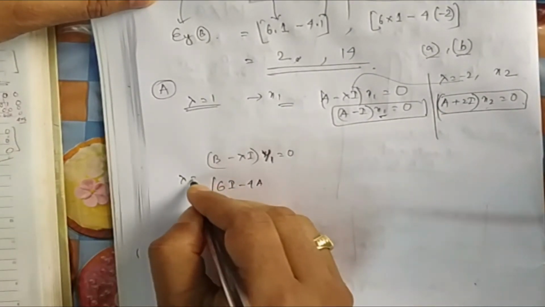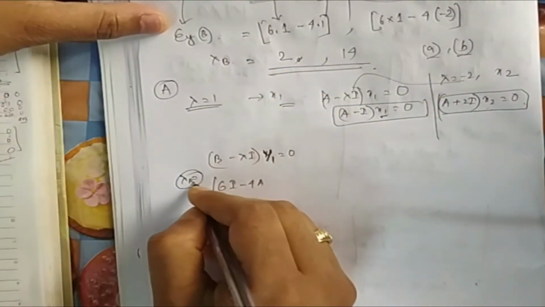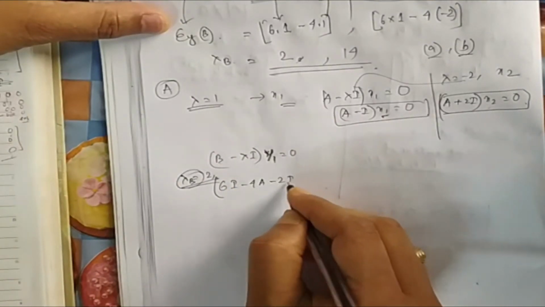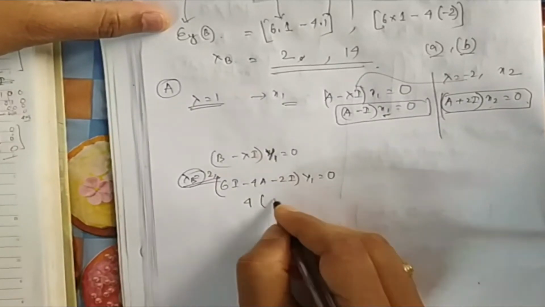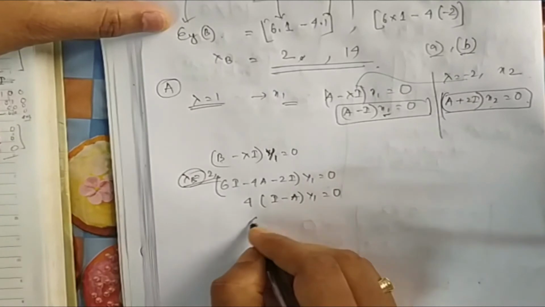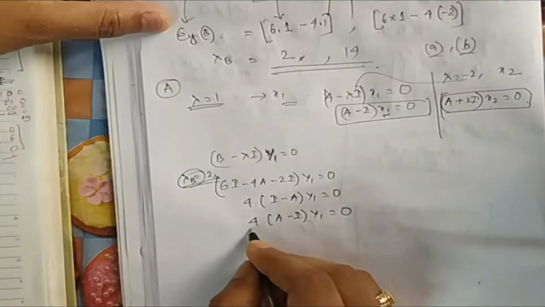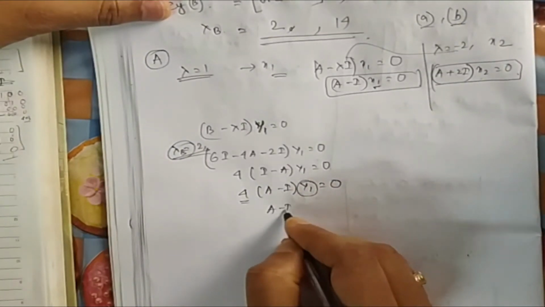Suppose I am calculating, what is the lambda for B? The lambda for B is 2 and 14. Suppose I am calculating for 2. So if I put 2I into y1 equal to 0, it will be 4, if you take common, (I minus A) into y1 equal to 0. Or if you take minus common, 4 you can neglect because we want to calculate only the vector. So (A minus I) into y1 equals 0.